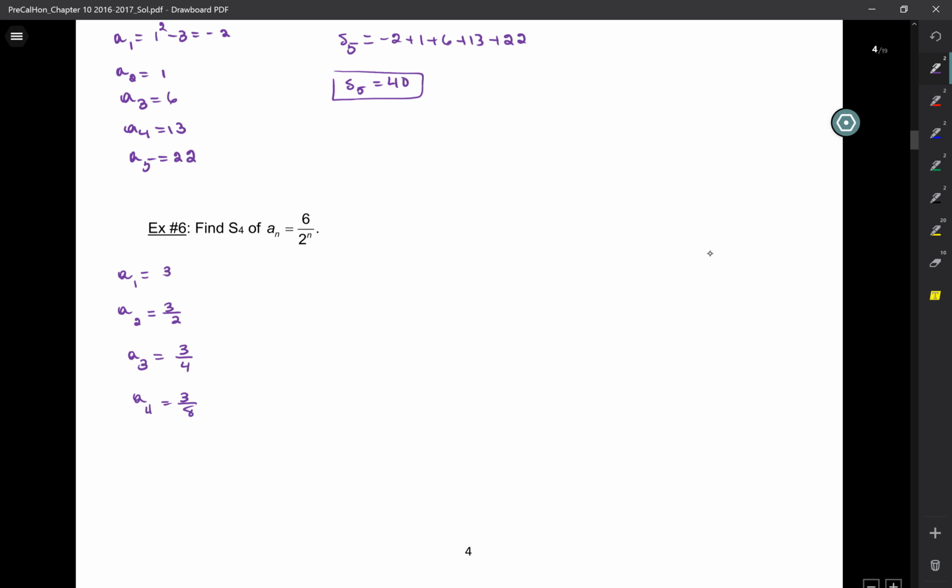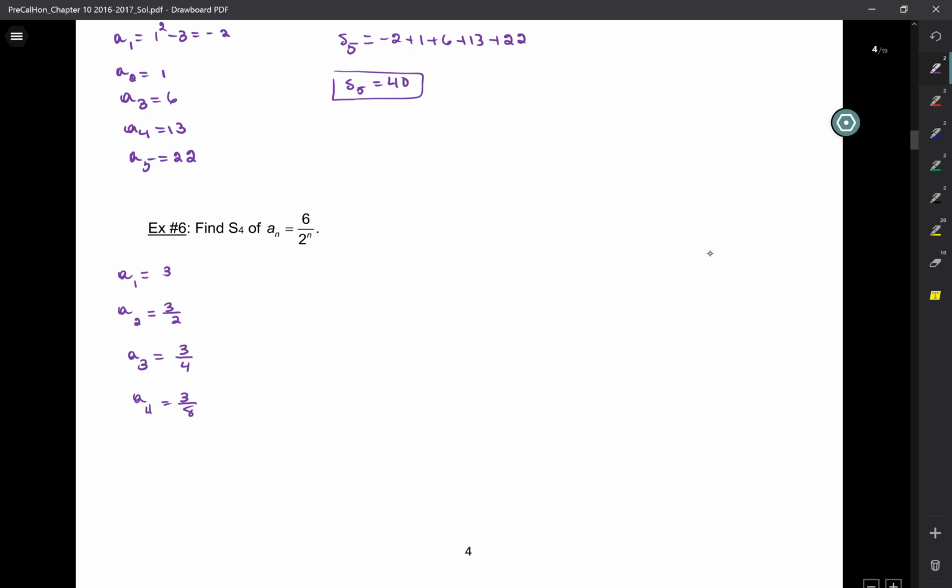You have 6 over 2 to the n. The numerator is a constant. The denominator is something that is being raised to the power of n. For each successive term, n is increasing. A1, A2, A3, A4. So for each term, this denominator will get bigger. Right? The denominator gets bigger. As the denominator gets bigger, the entire fraction will get smaller.